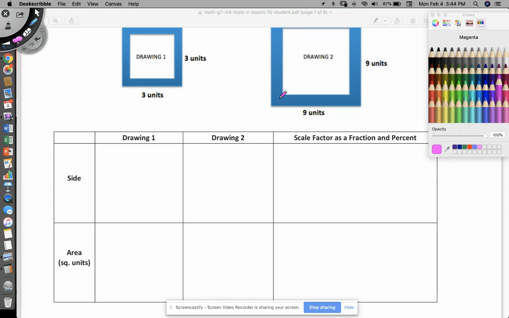It's nice that we're dealing with squares because it makes solving the area a lot easier. Each of the side lengths of drawing 1 is 3 units, and for drawing 2 is 9 units. When we go to find the area, remember area is length times width. So that's going to be 3 times 3, which gives us 9. And here we're going to have 9 times 9, which gives us 81. So far we've already done this portion, half of it.